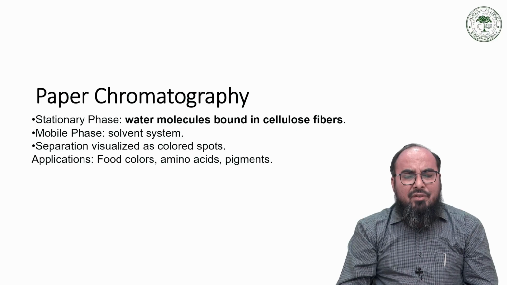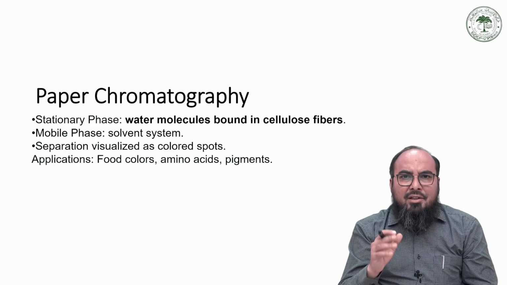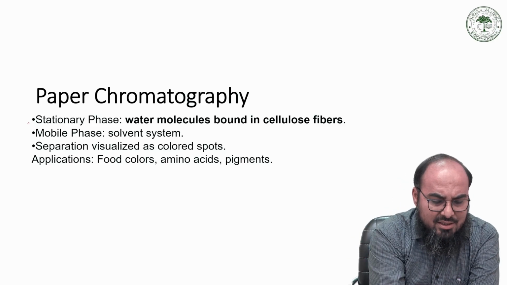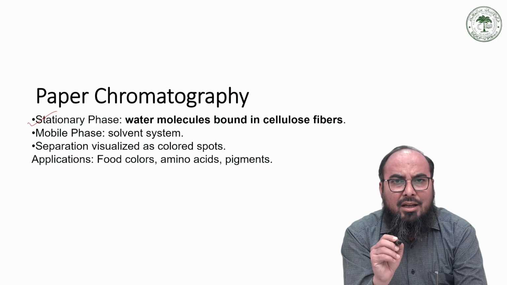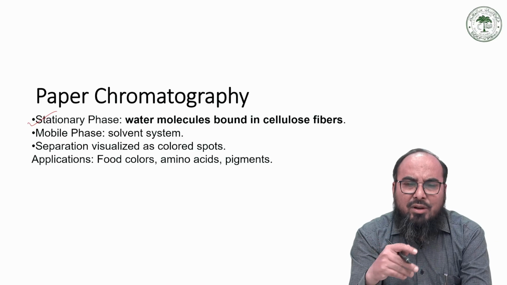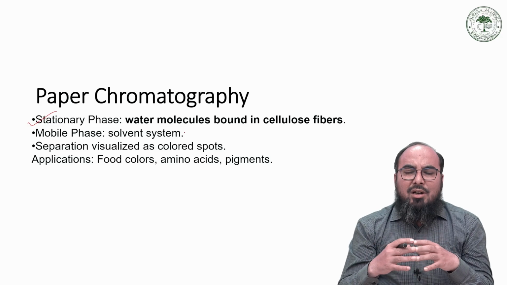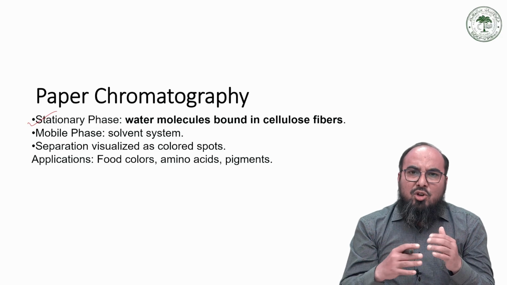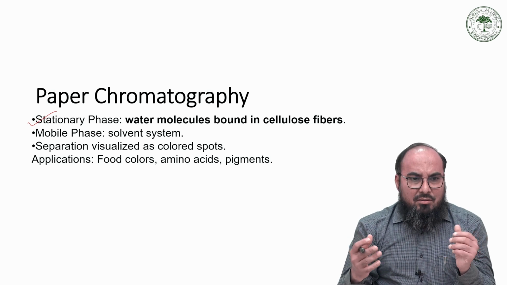Now paper chromatography is one of the most used types of chromatography in laboratories, to monitor reactions also. Here the stationary phase is again water molecules bound or trapped in the pores of the paper. For the mobile phase, you can take any solvent, and on the basis of change of polarity you get a good separation. So you keep on changing the polarity, and you keep on getting a good separation.